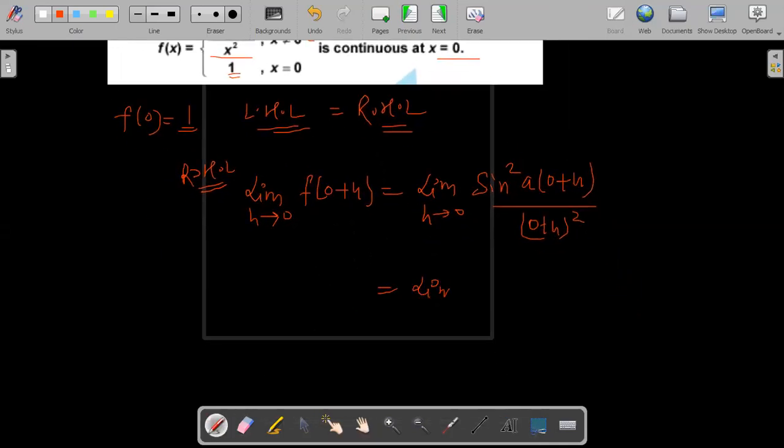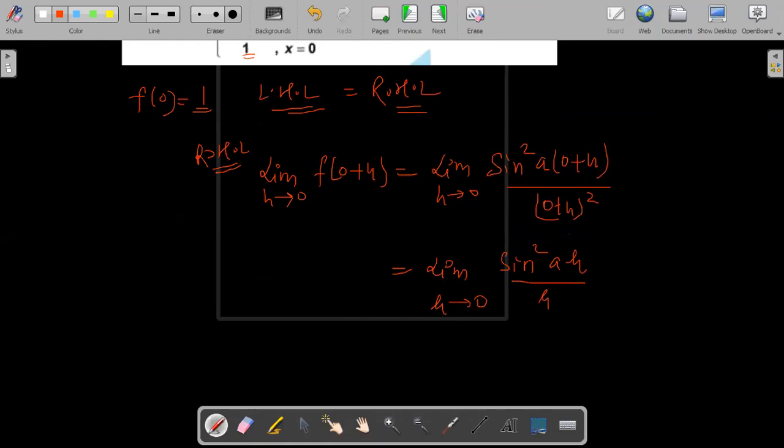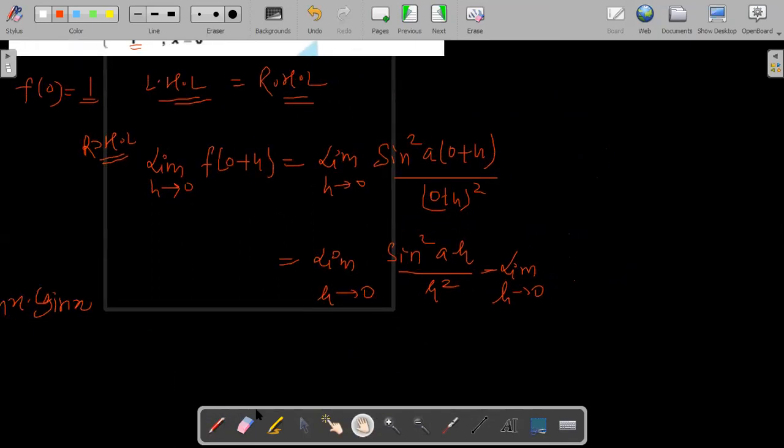Again, this is limit h tends to 0 of sine square ah upon h square. Sine square means if sine square x is written, that means sine x into sine x. So I can write limit h tends to 0 sine ah upon, in the denominator we are having h, so I can write sine ah here upon h.